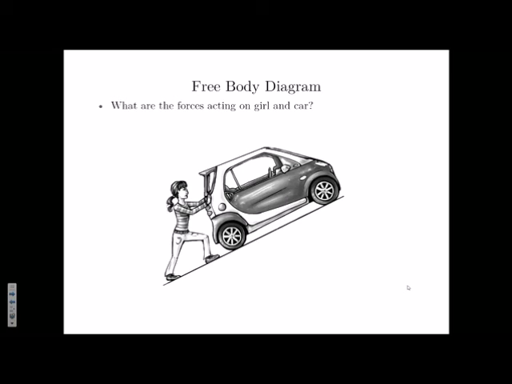So this is the key step to doing the force and moment analysis, being able to draw a free body diagram correctly. And the good news is that it's not difficult to learn. As long as you pay attention to the details, you will be able to get it. So let's start with an example. This is a picture I showed you in the last class as well. A girl is pushing on a car. What are the forces acting on the girl and on the car?